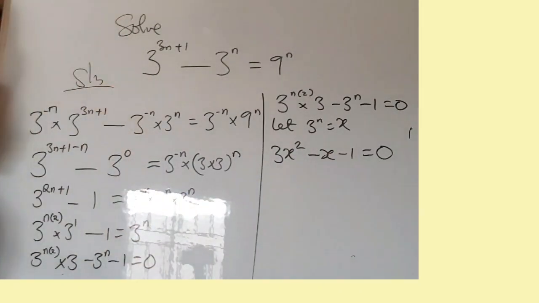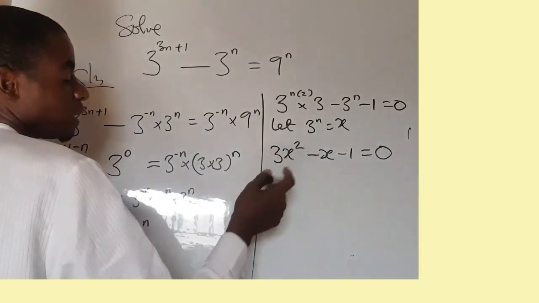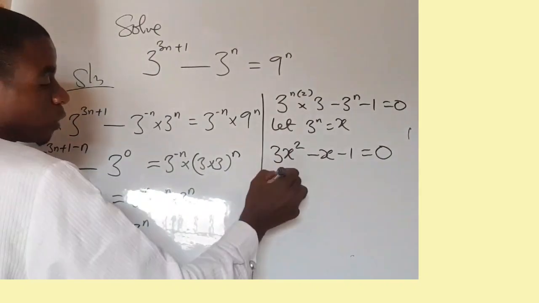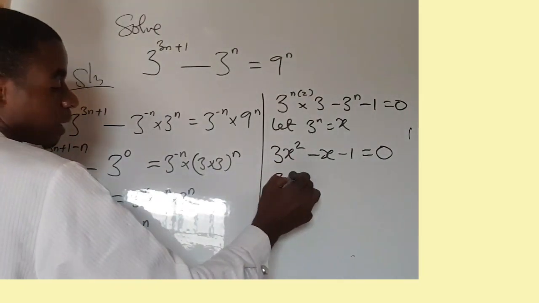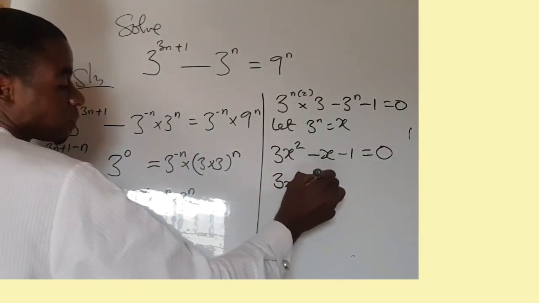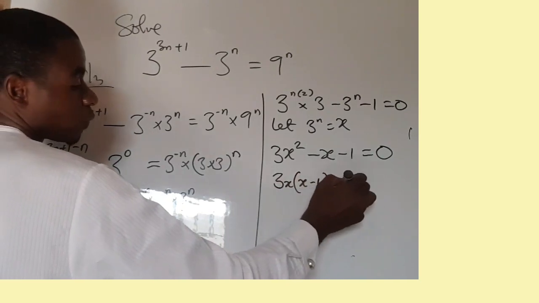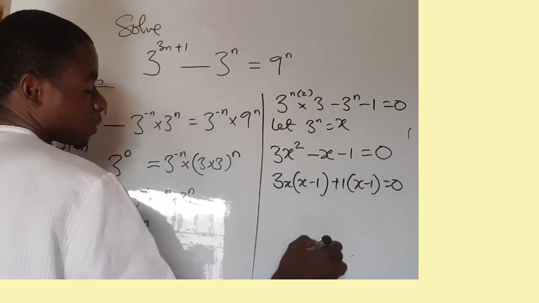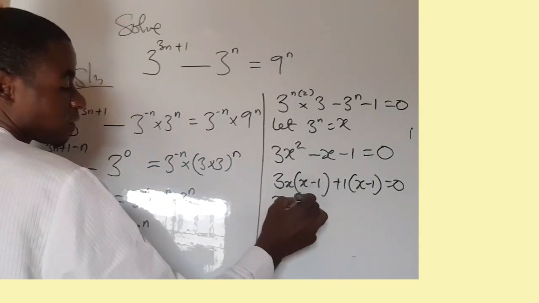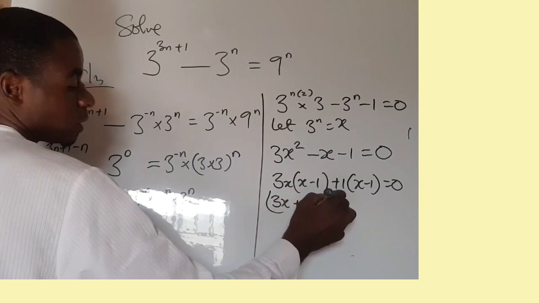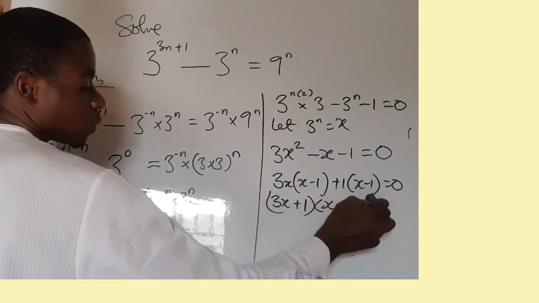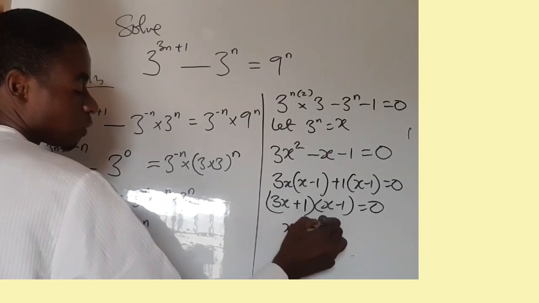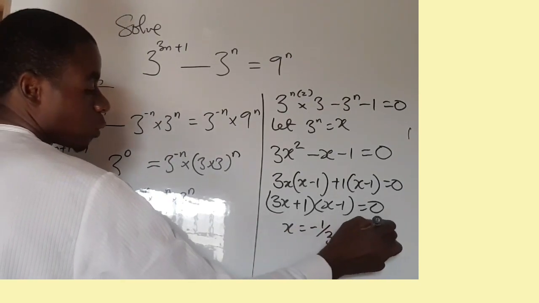So you look for two numbers that when you multiply give you 3, and when you add give you negative 1. So we have 3x into x minus 1 plus 1 into x minus 1 equal to 0. Okay, so we have 3x plus 1 times x minus 1 equal to 0. So it simply means that our x is equal to negative 1 over 3 or 1.